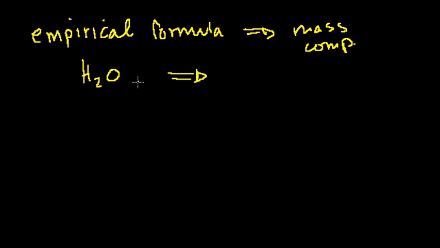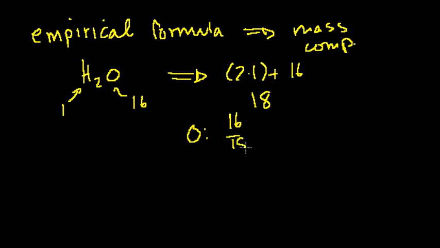The way we did it is we said, okay, oxygen's mass is 16 atomic mass units. Hydrogen is 1. The mass of the entire molecule is 2 times hydrogen, 2 times 1, plus 16 for that one oxygen, so it's 18. And then we said the composition of oxygen is just 16 over 18. I think the number was something on the order of 88.9% oxygen.